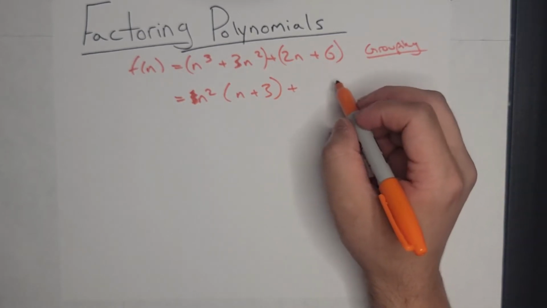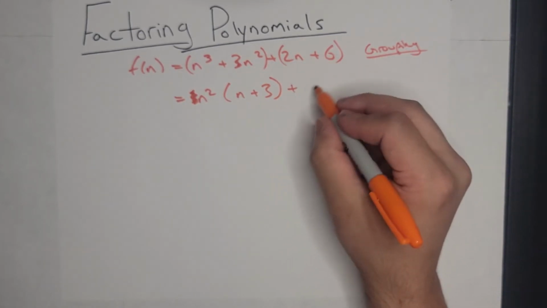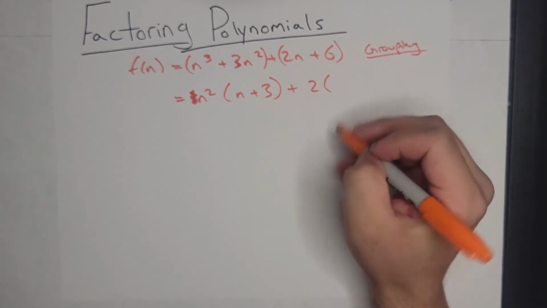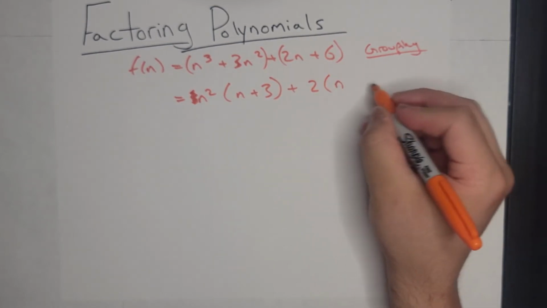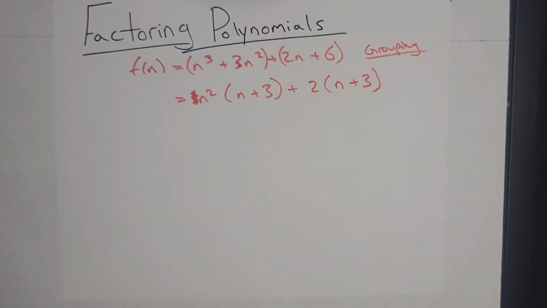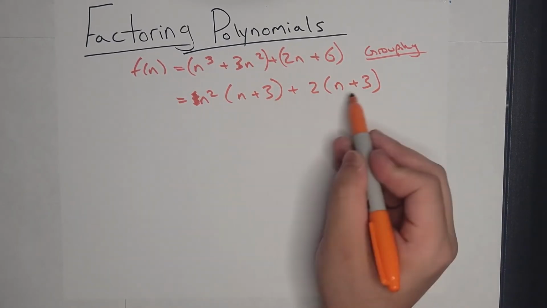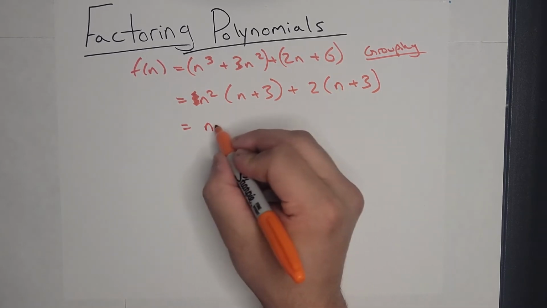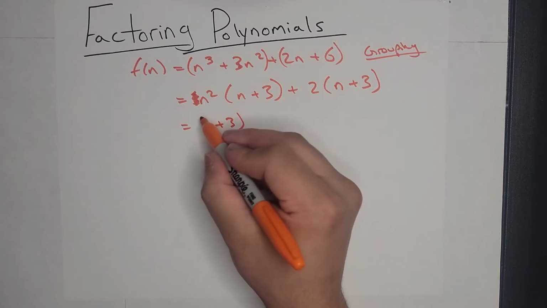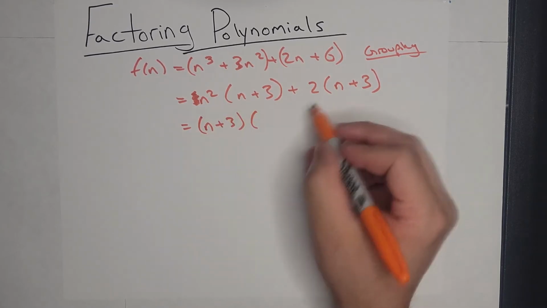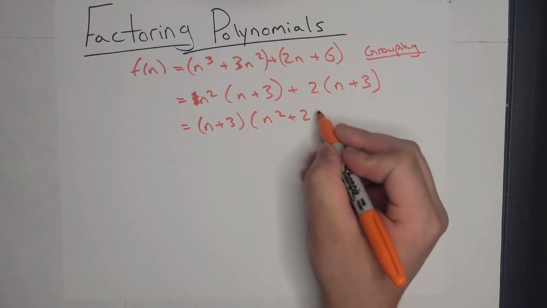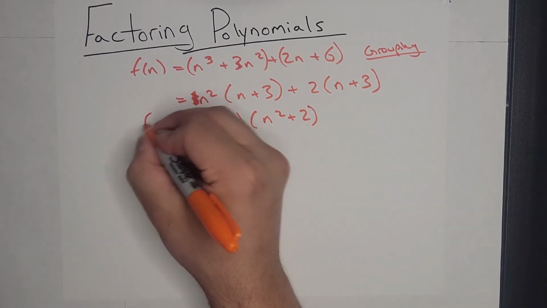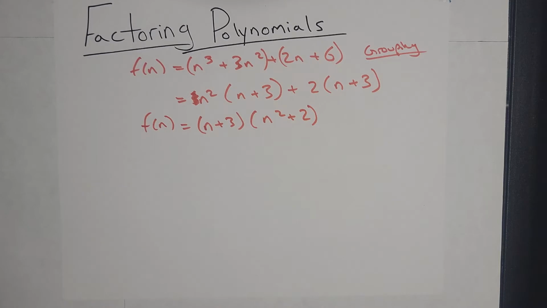And similarly, if I took out a common factor from here, which is 2, obviously, I'm left with n plus 3. And because I'm left with the exact same thing, I can write this out like this, n plus 3 and then n squared plus 2. And that is how I can factor by grouping.